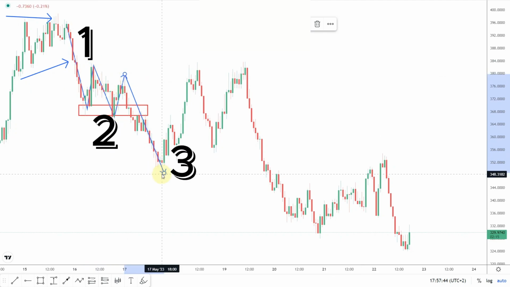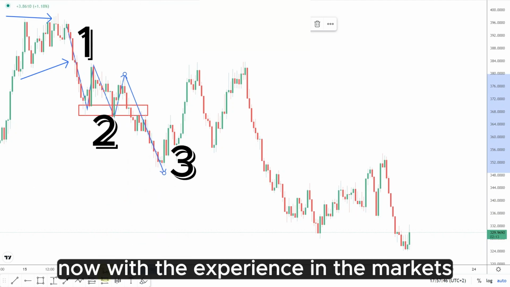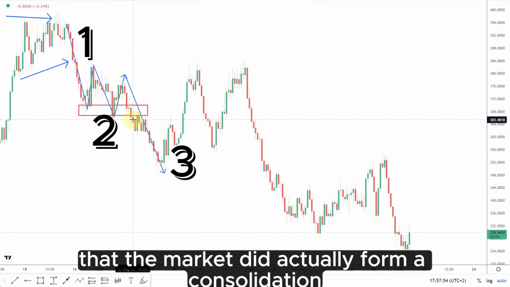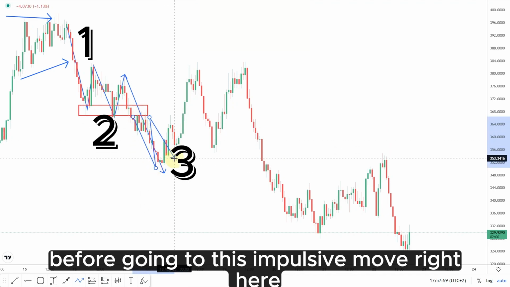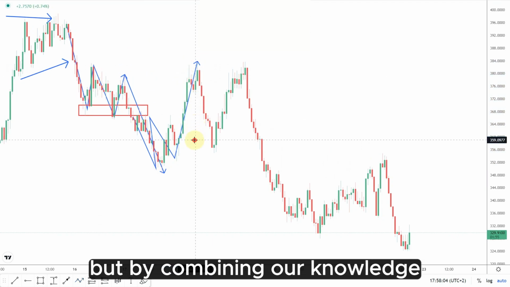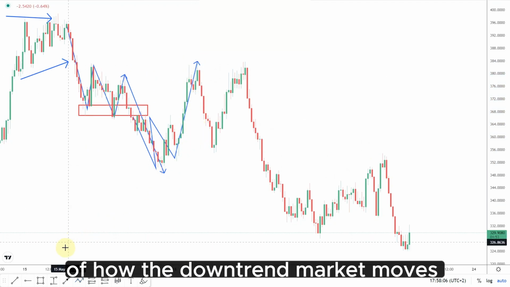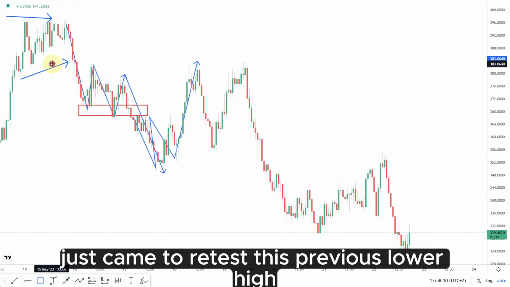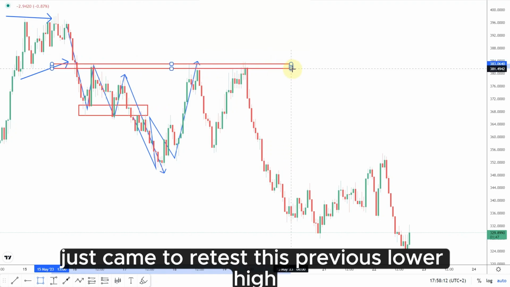our cycle. Now with the experience in the markets, after this impulsive phase ended here, you could see that the market did actually form a consolidation before going to this impulsive move right here. But by combining our knowledge of how the downtrend market moves, we can see that this impulsive move just came to retest this previous lower high.